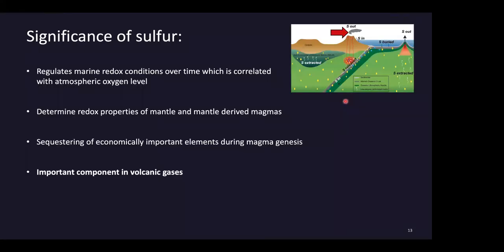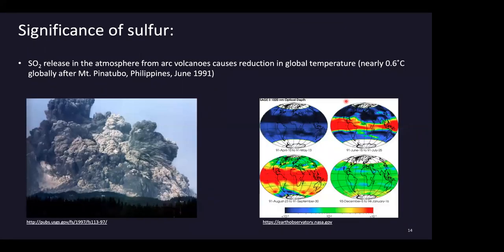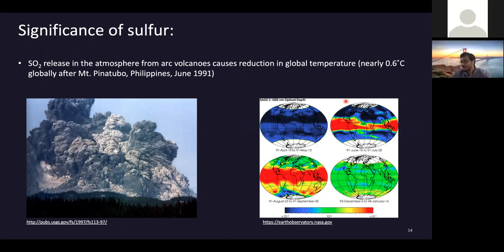Sulfur-bearing phases are an important component in volcanic gases as well. Sulfur dioxide released into the atmosphere during volcanic activity can cause a reduction in global temperature. This process is so important that people have thought about injecting sulfur dioxide in the stratosphere to mitigate the ongoing global warming. It's a wild suggestion, but people have given that. So sulfur dioxide released from the volcanoes can cause global reduction in temperature, as we have seen after the eruption at Mount Pinatubo, Philippines in 1991.